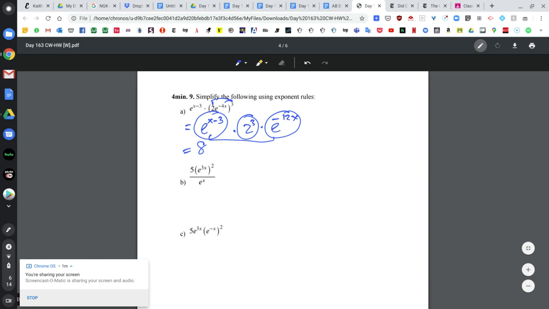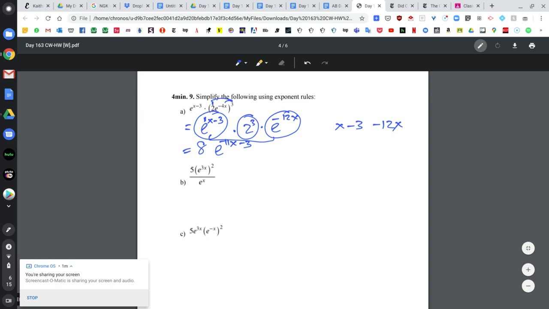The correct answer is add the powers. So we have 1x and then take away 12x. So that's negative 11x and then minus 3. So really, we are adding the powers, because when you multiply monomials with the same base, you add powers. So that's your final answer. It looks weird, but that's okay.